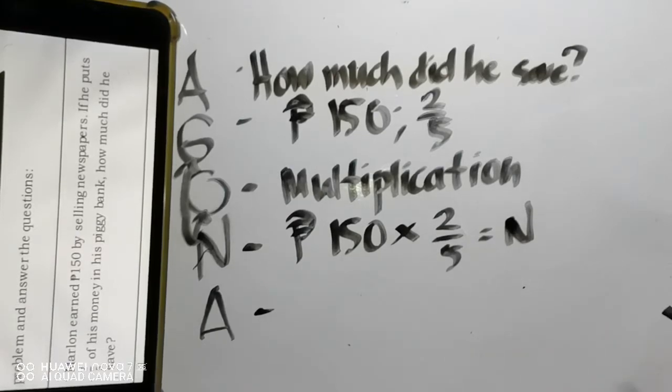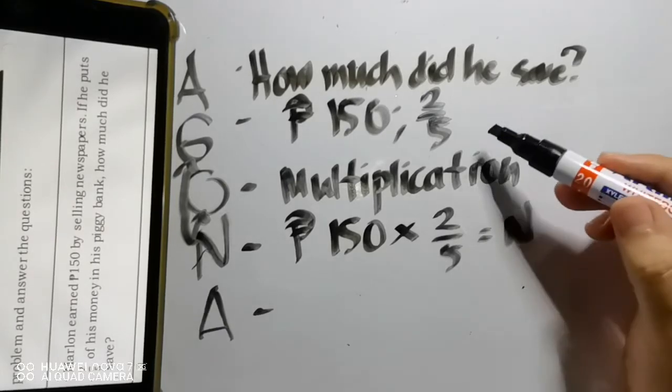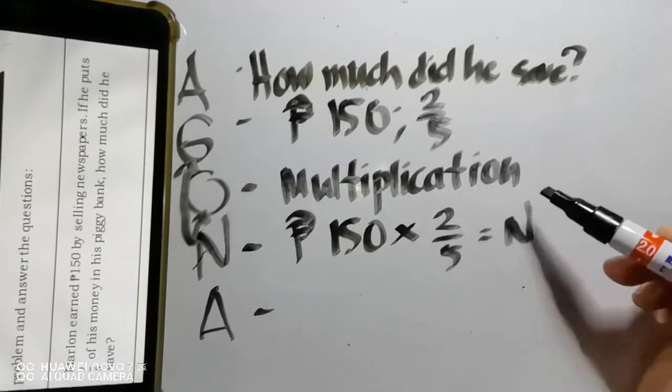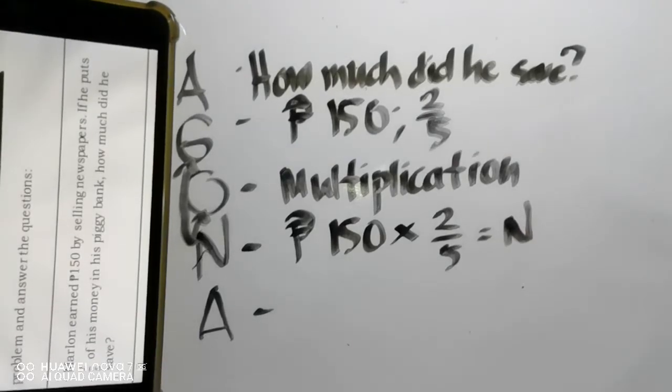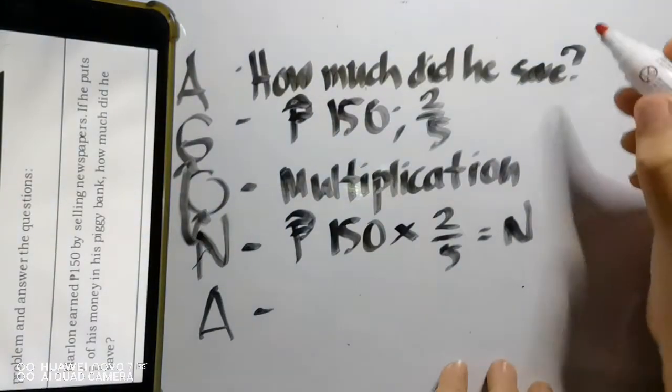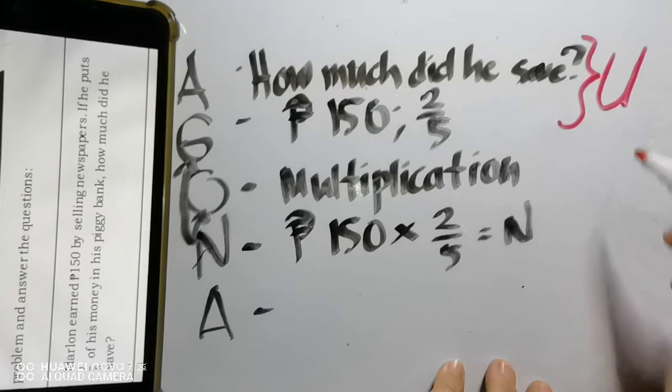And then our answer. We will get the answer later. Okay? So, again, ask is how much did he save? That is the given. The operation is multiplication. This is the number sentence and the answer. Or, like in the others earlier, these two you have to understand.